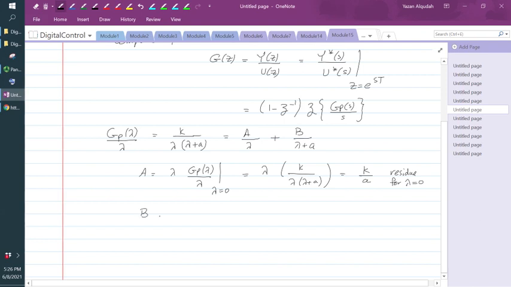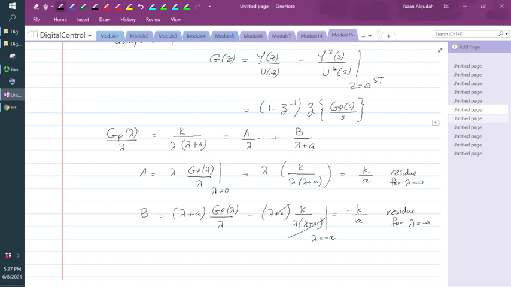Similarly, I can calculate B. B is going to equal lambda plus A multiplied by GP of lambda divided by lambda, which is going to equal lambda plus A multiplied by K divided by lambda multiplied by lambda plus A. Lambda plus A, lambda plus A is going to cancel. I'm going to substitute when lambda is equal to negative A. This is going to give me negative K divided by A. And this is the residue for lambda equal to negative A.